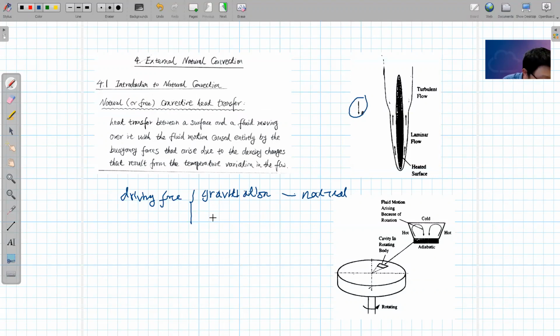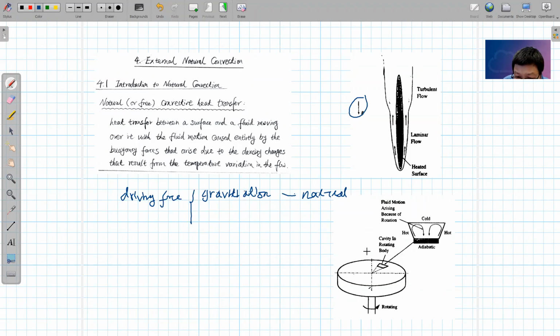Natural convection does not only exist in the gravity field. Actually, you can have any external forces, body forces, which can create a force due to density changes, not only gravitation.